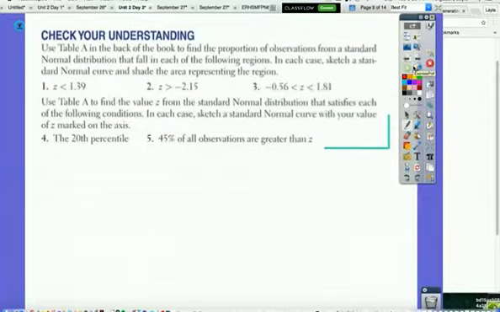So check your understanding. It says use table A in the back of the book. Obviously, you do not have a back of the book, and your table A is that light pink sheet that I gave you at the beginning of the year laminated. So you're going to use that table to find the proportion of observations from a standard normal distribution that fall in each of the following regions. In each case, sketch a standard normal curve and shade the area representing the region. So for number 1, you want to find the area of the curve less than 1.39.